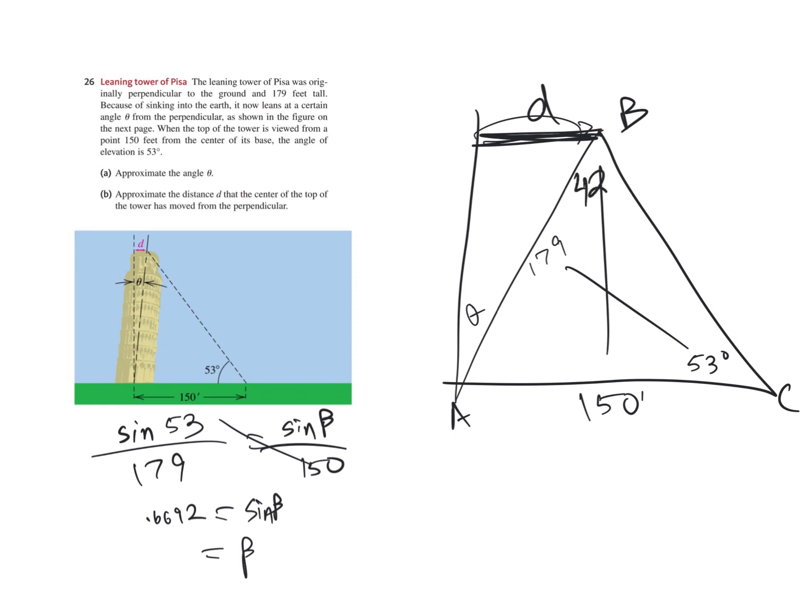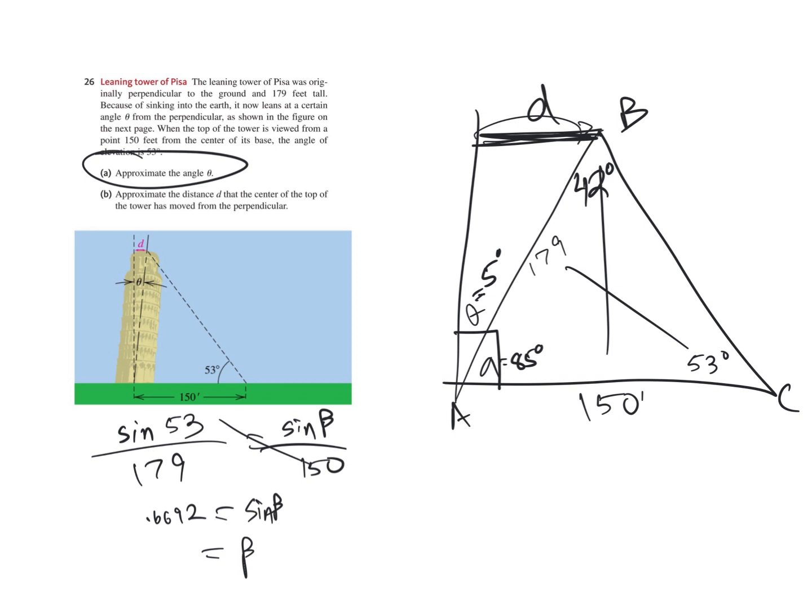So this is 42 degrees, which now we can get alpha. So 180 minus 42 minus 53 gives us 85 degrees. All right, well, this is a 90-degree angle that we have here, so that means theta is 5 degrees. That's part A. All right?